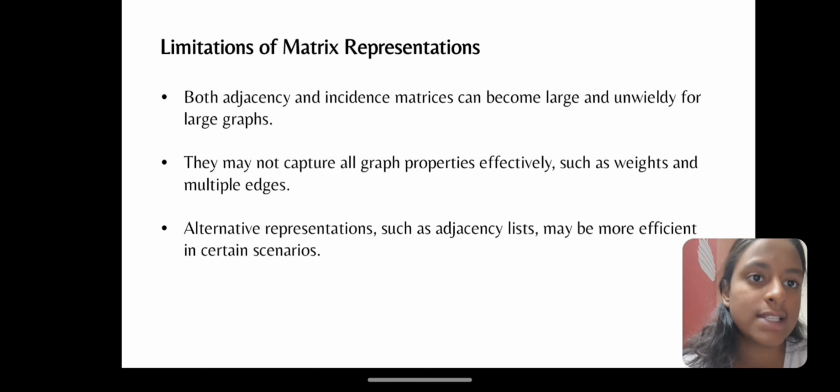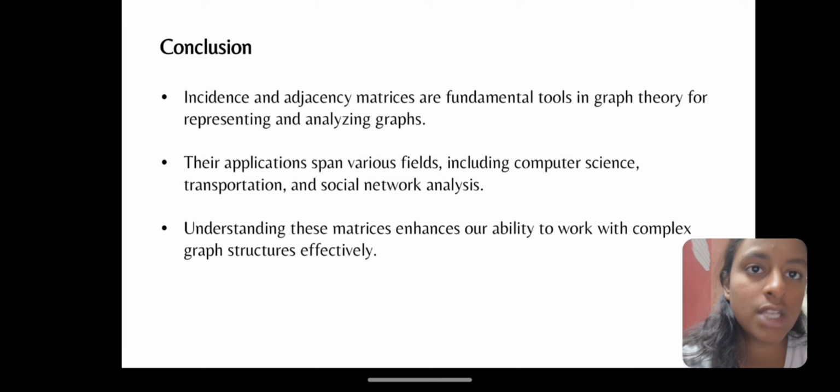Both adjacency and incidence matrices can become large and unwieldy for large graphs. They may or may not capture all graph properties effectively, such as weights and multiple edges. Alternate representations such as adjacency list may be more efficient in such scenarios.